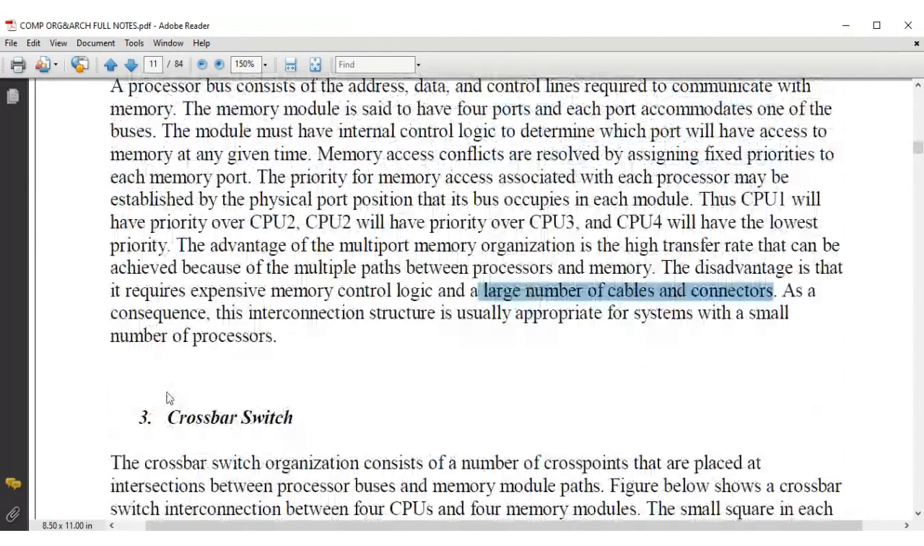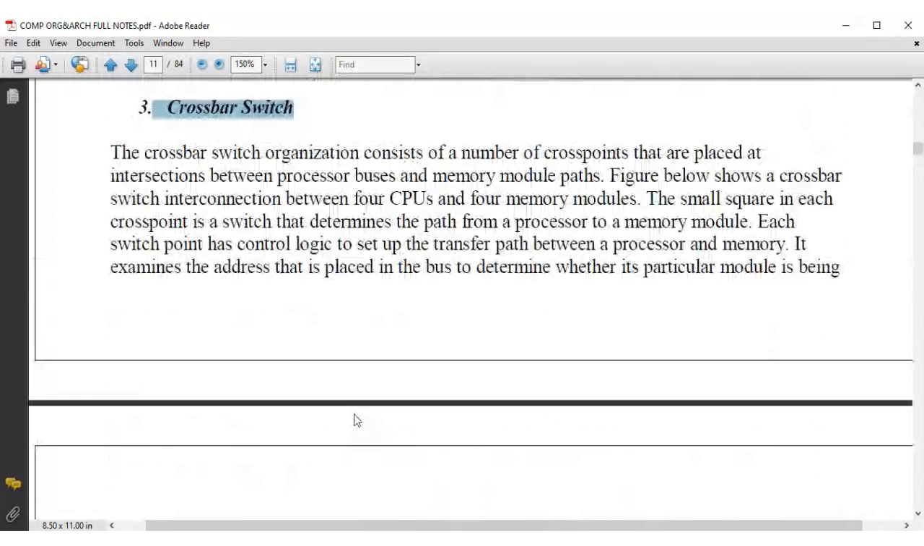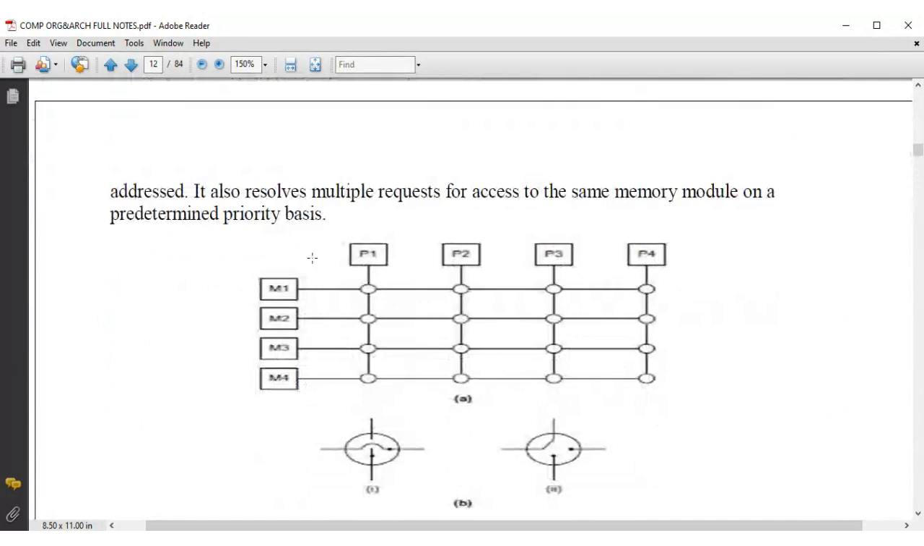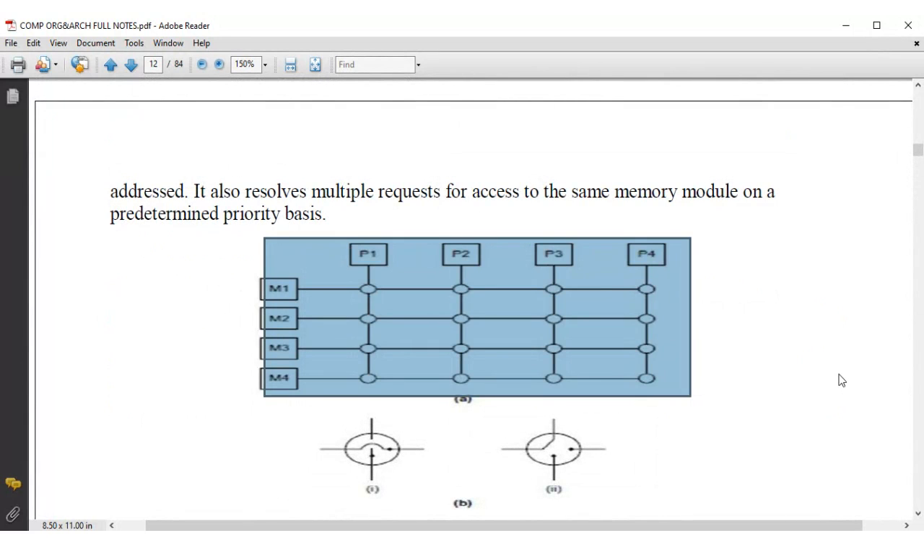All right. Let's talk about the crossbar switch. All right, let's now discuss this. The crossbar switch organization consists of a number of cross points that are placed at intersections between processor buses and memory module paths. Let's look at this diagram here. So also in the crossbar switch, similarly to the multi-port memory, the number of processors is equally proportionate to the number of memory modules.